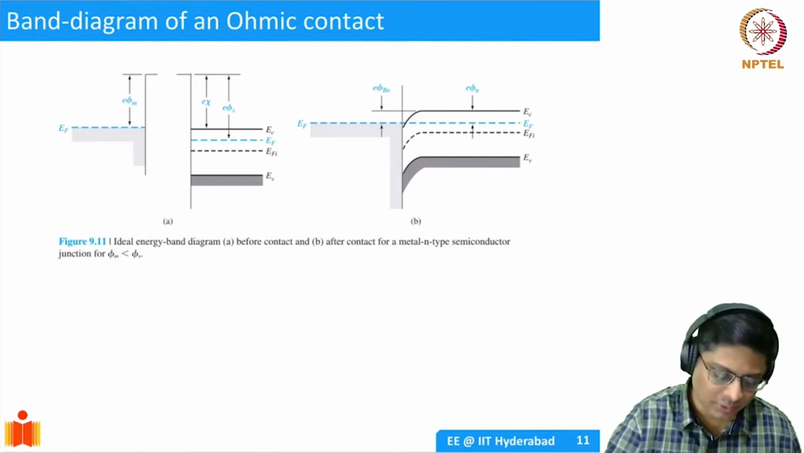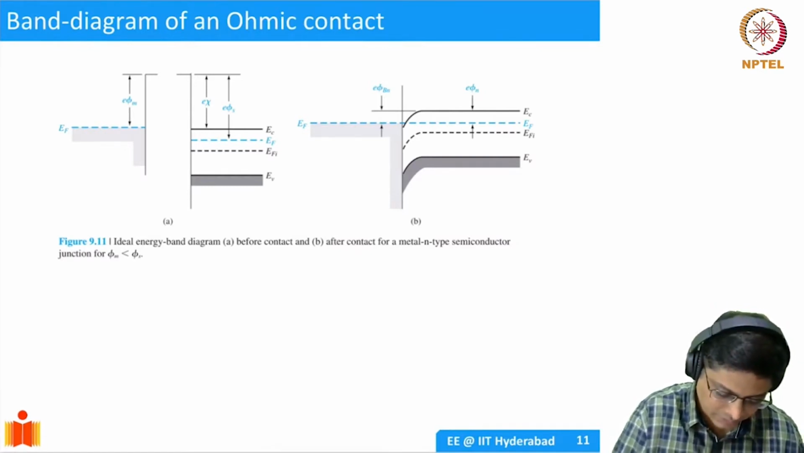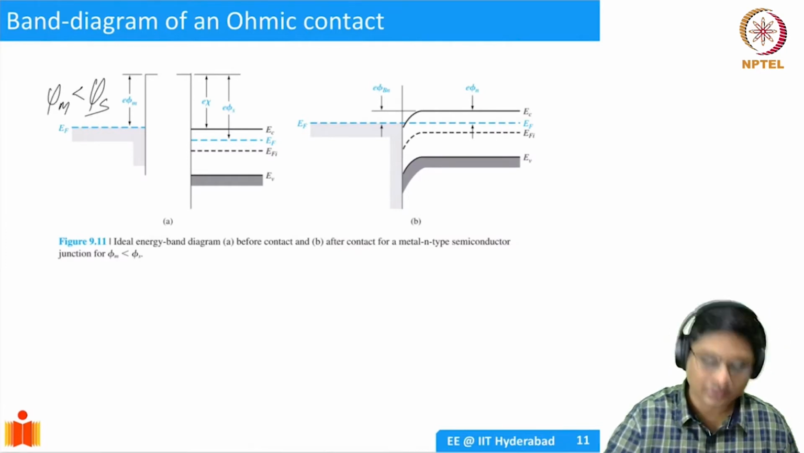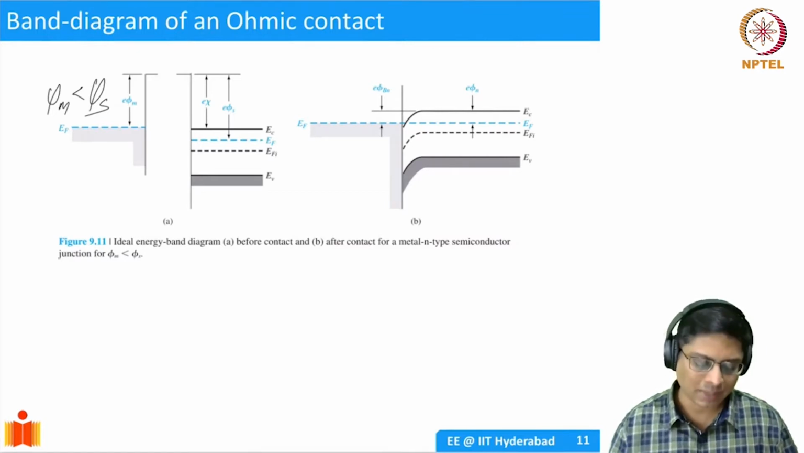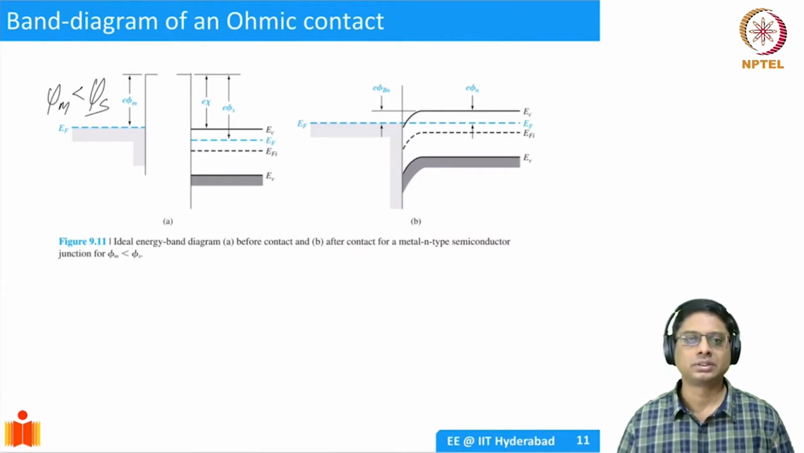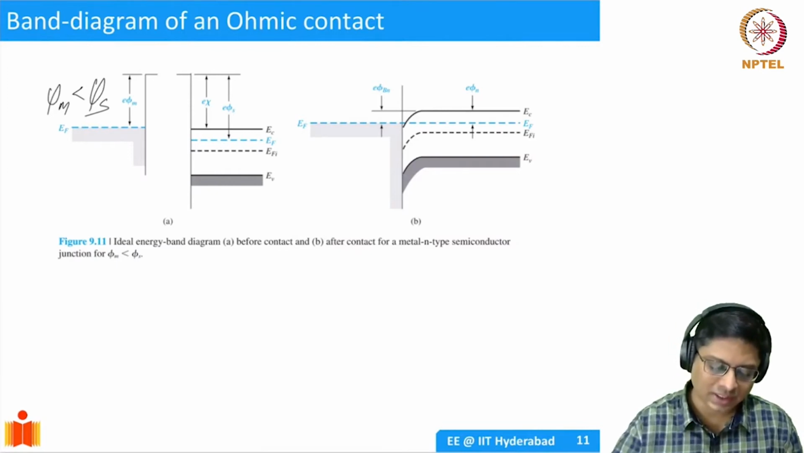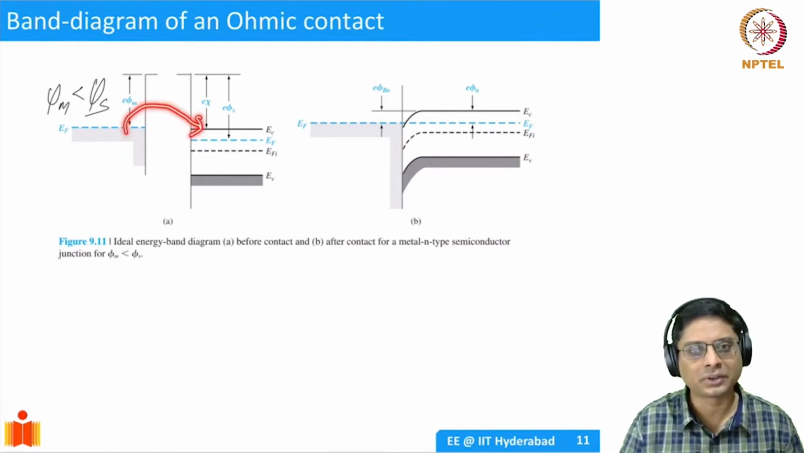For example, we could consider a situation where the work function of the metal is smaller than the work function of the semiconductor. Remember, the work function of the semiconductor is simply the electron affinity plus the difference of the Fermi level from the EC. So what happens if your work function of metal is lower? In this case, there are higher energy electrons in the metal and they would actually enter into the semiconductor. This is how electron transfer happens, right?